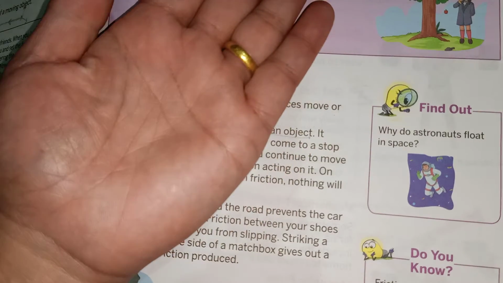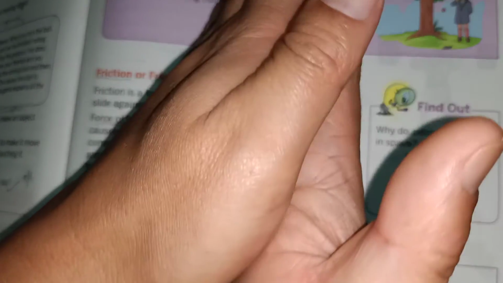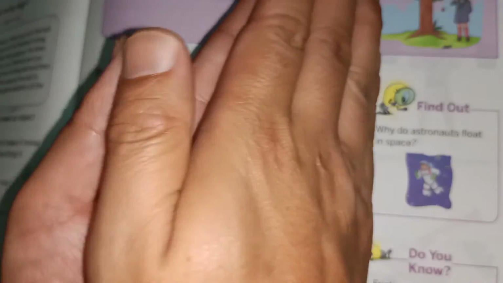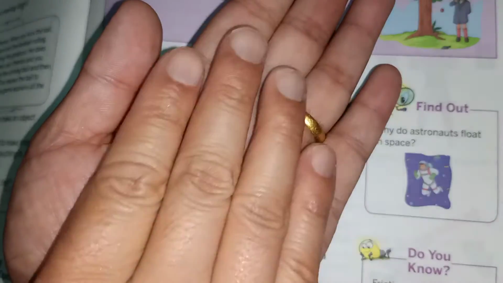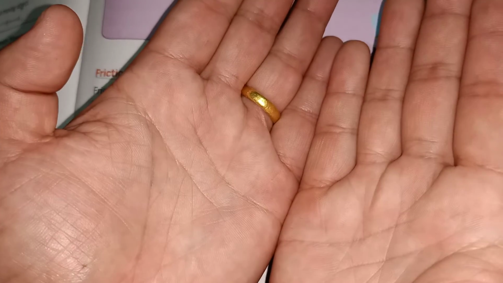So when I bring my one palm on top of another palm like this, and if I slide my one palm above another palm, which force is acting over here? A frictional force. Now frictional force reduces the motion of my palm, and therefore, since there is frictional force acting between my palms, what happens? After some time my palm becomes warm or hot. This is due to frictional force.